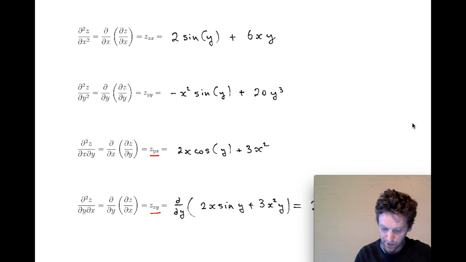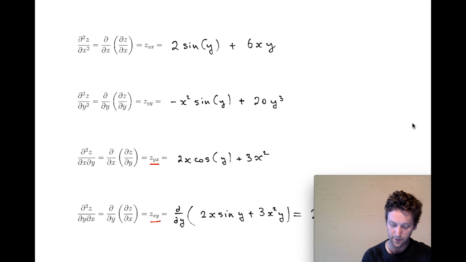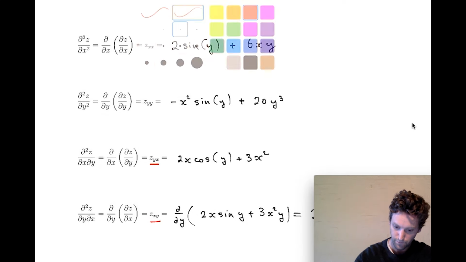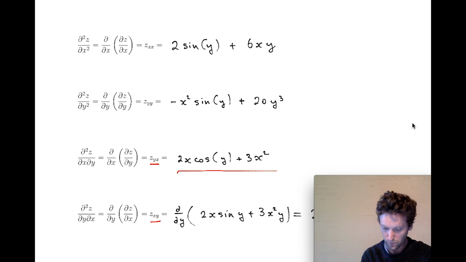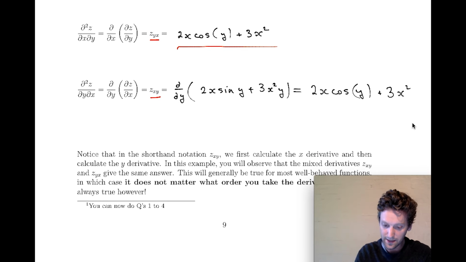Okay, so let's compare those answers. You notice that in the first case, the first mixed derivative, first of all I took the derivative with respect to y, and then I took the derivative with respect to x, and I ended up with the answer 2x cosine y plus 3x squared. The next case, I did the derivatives in reverse. First of all, I did the derivative with respect to x, and then I took the derivative of that answer with respect to y. And I ended up with exactly the same answer.